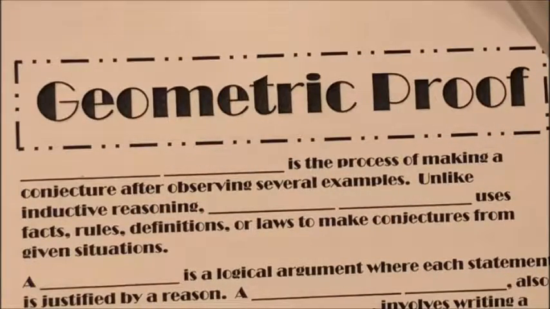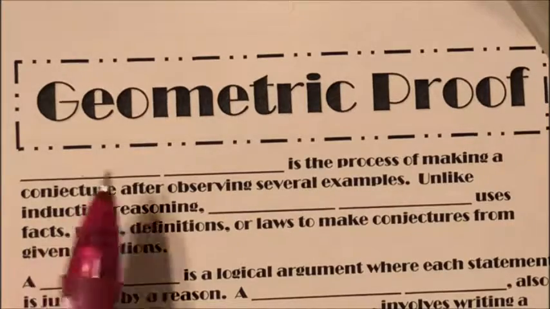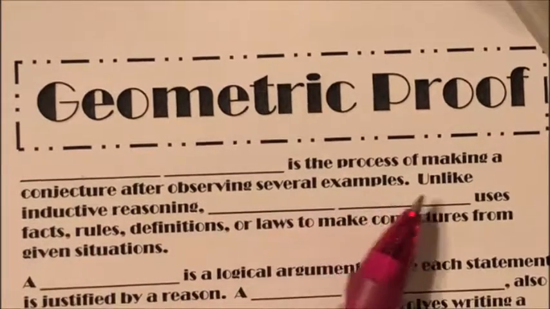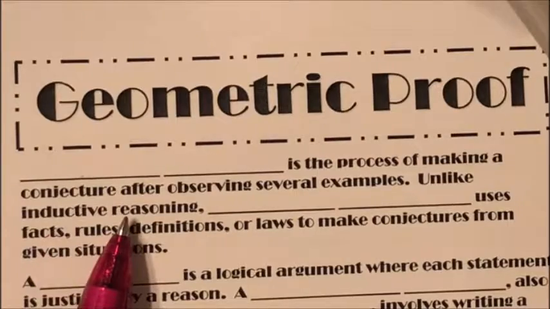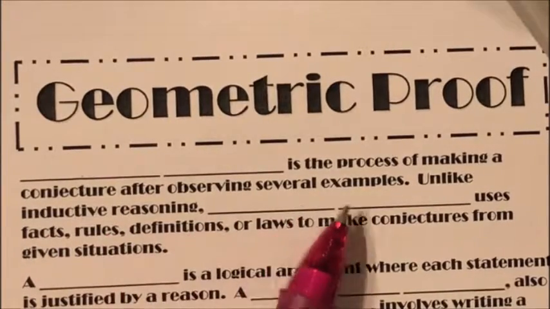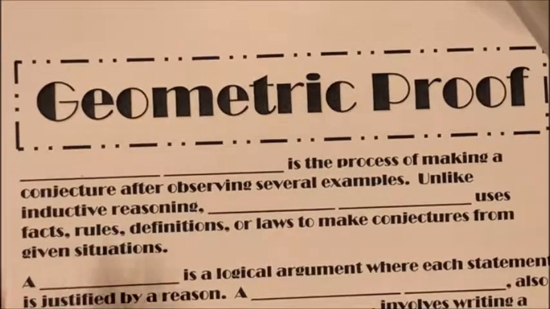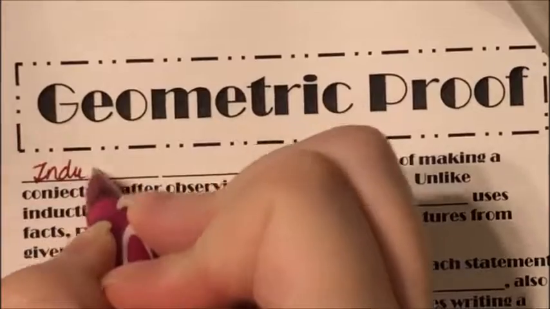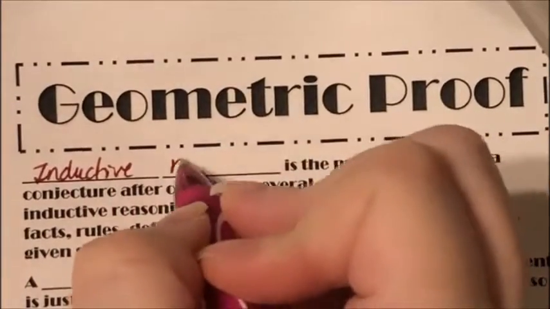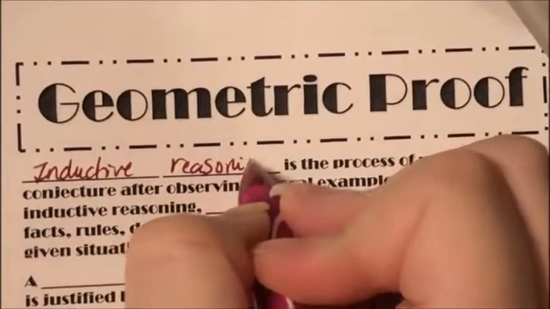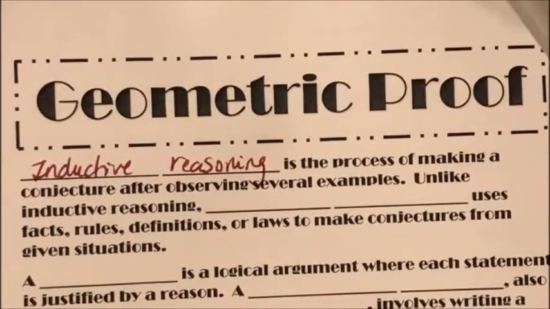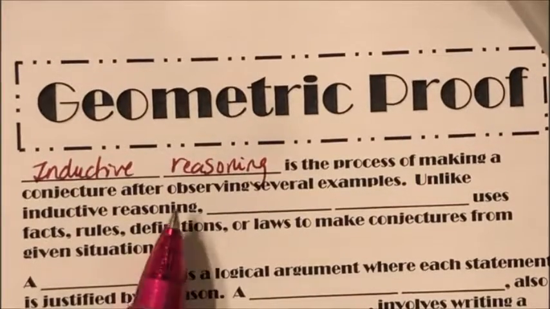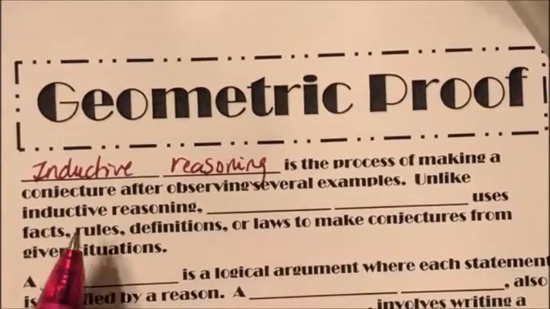This is Chapter 5, Lesson 2, Geometric Proof. So blank blank is the process of making a conjecture after observing several examples. In those first two blanks, you're going to write inductive reasoning. Inductive reasoning is the process of making a conjecture after observing several examples.